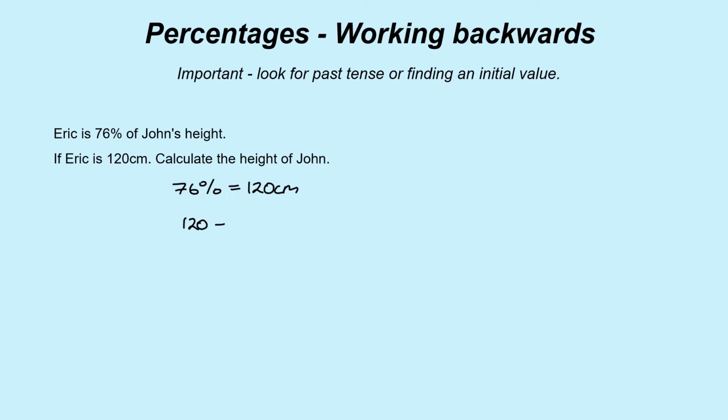So we do the 120 divided by 76 to get 1%, then times it by 100 to get it back up to 100. Type that into your calculator again, 120 divided by 76 times 100, and we'll round that answer to one decimal place, so that's 157.9 to one decimal place. We'll keep the units in as well, centimeters.